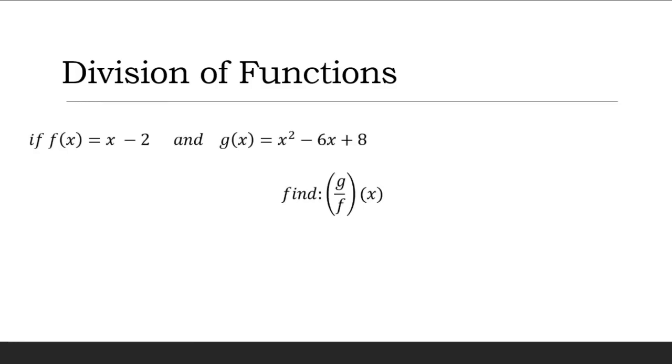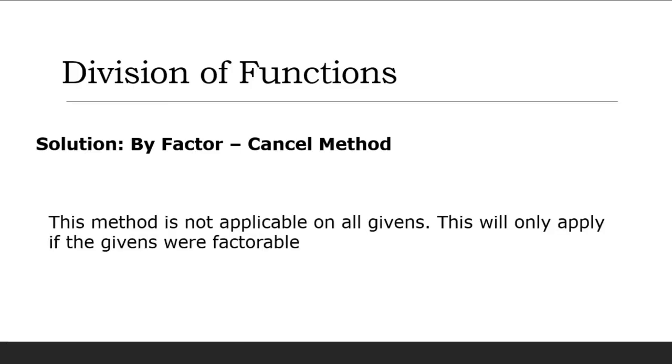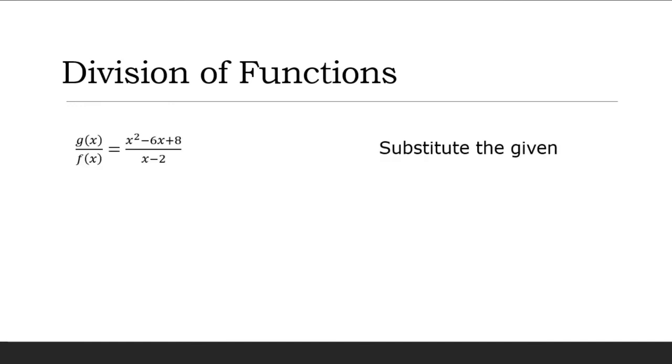Let's say, for example, given that f of x is equal to x minus 2 and g of x is equal to x squared minus 6x plus 8, we will find g over f of x. Let's do it first using the factor cancel method. Again, this method is only applicable to functions that are factorable. Substitute the given. Be careful with your substitution because we are finding g over f of x. So therefore, we should write g above f.